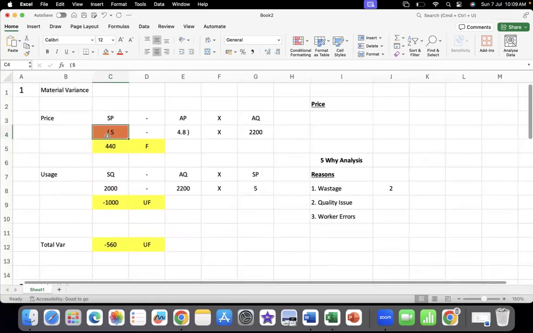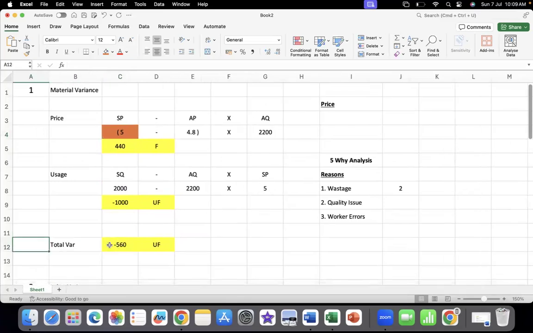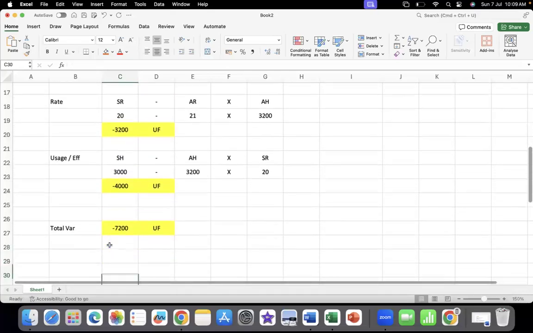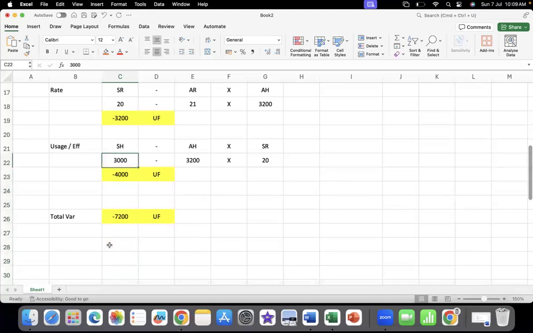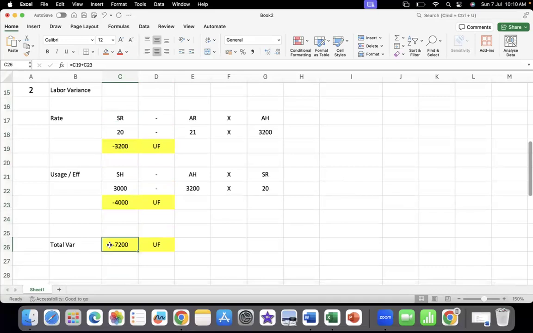Ultimately, what happened is, although you had a favorable variance, you ultimately ended up paying 560. And that is an out-of-pocket expense which you made. The same goes for your labor as well. Labor is pretty unorganized this time. If you see 3,200, 4,000, 7,200, you messed up in the rate, and you messed up in the efficiency as well. So why was it? I need the reasons for it.